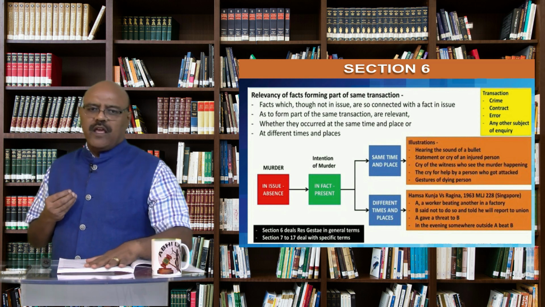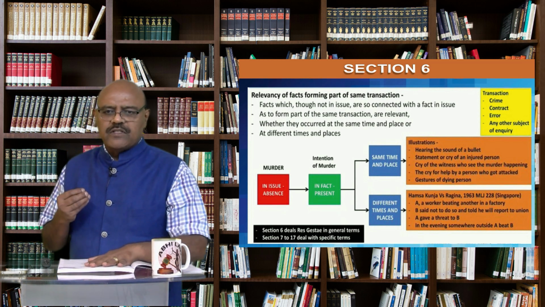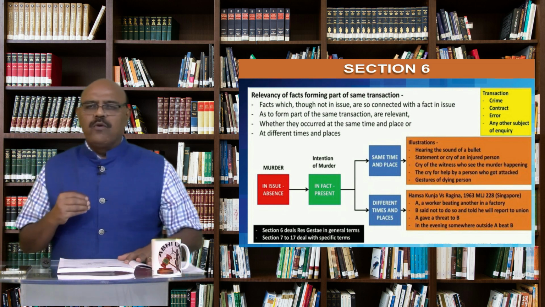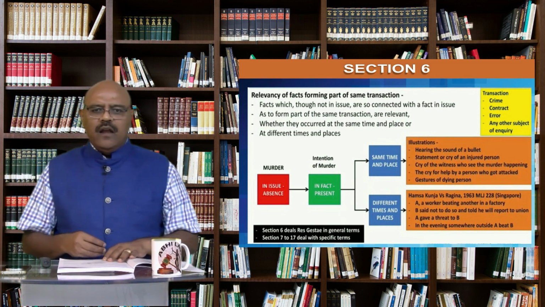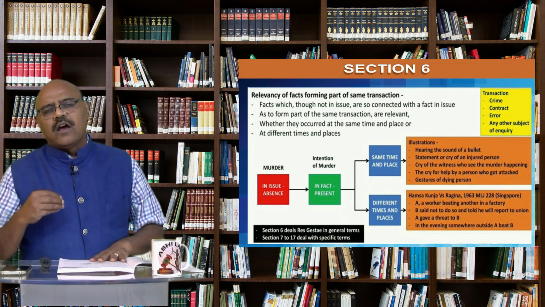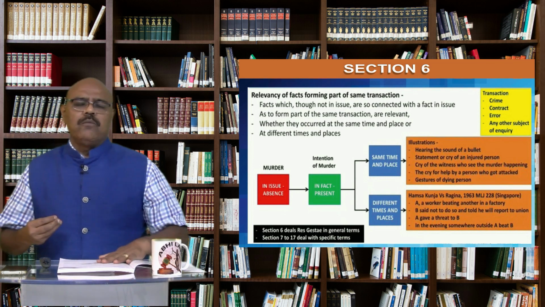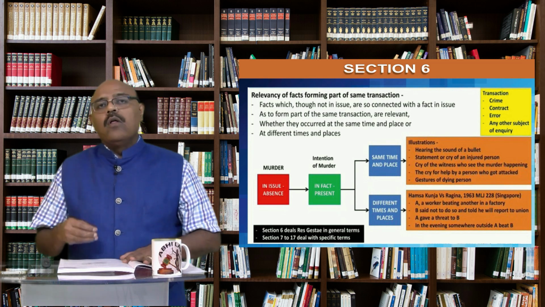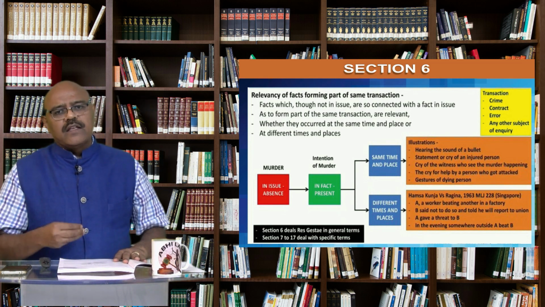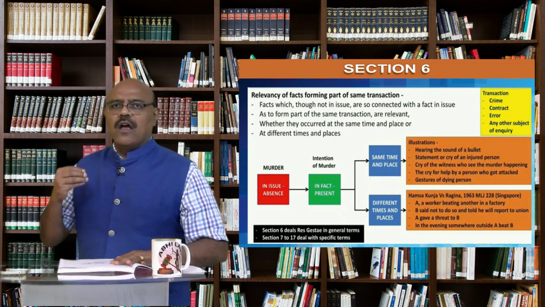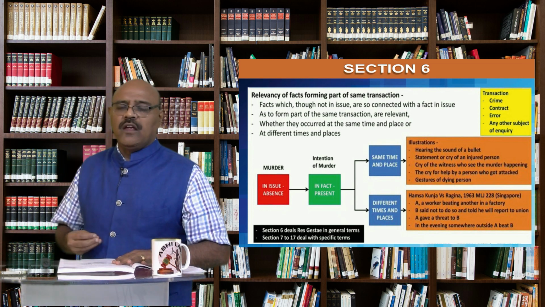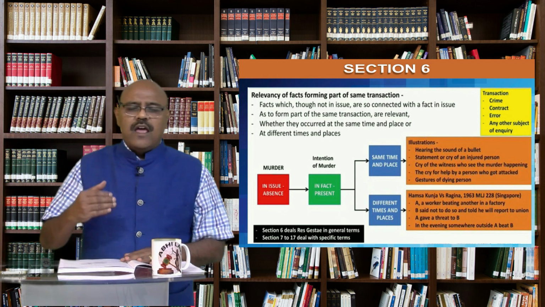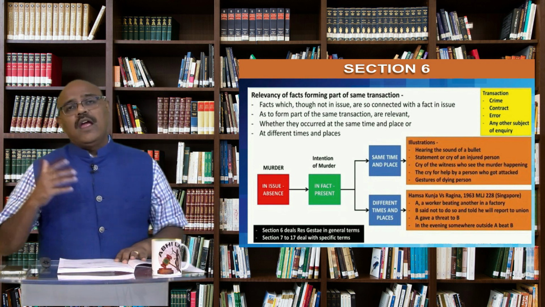One of the important case laws is Hamsa Kunja versus Regina, 1963. A worker was beating another worker in the factory, and the other worker goes and tells him, don't beat him, otherwise I will go and tell the union. So A says, I will see you in the evening, and finally in the evening, there was a beating between A and C.